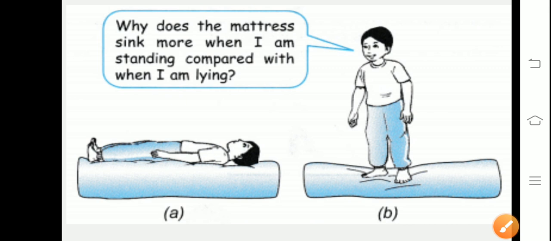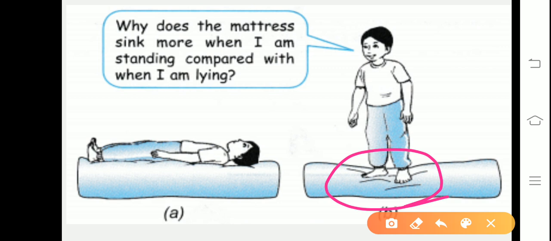Here the question is for you. Why does the mattress sink more when I am standing compared with when I am lying? The mattress sinks more when I am standing than when I am lying on the mattress. So think and discuss the reason.